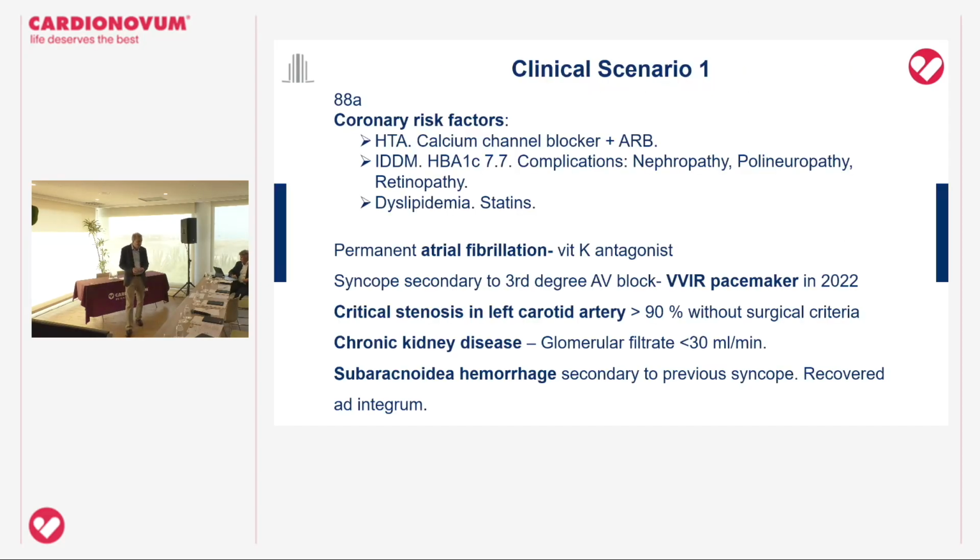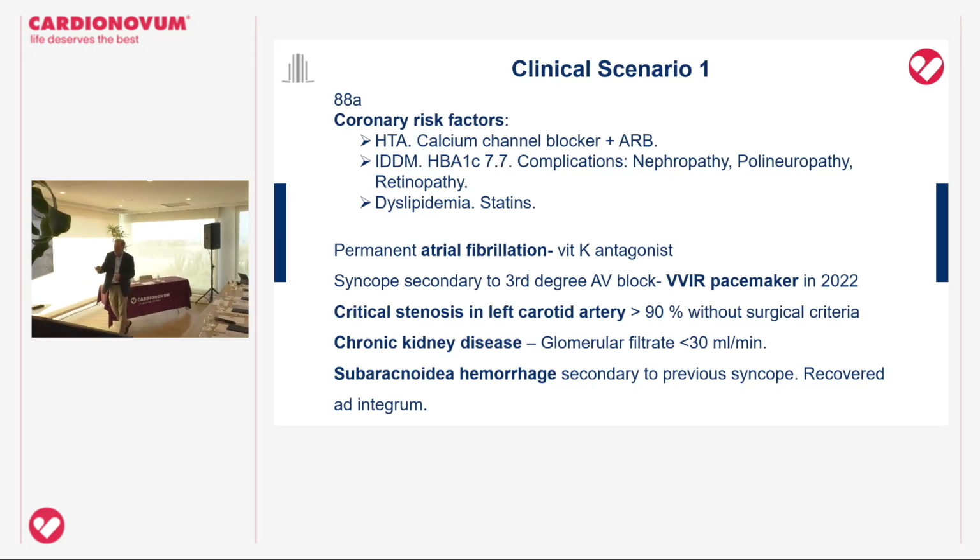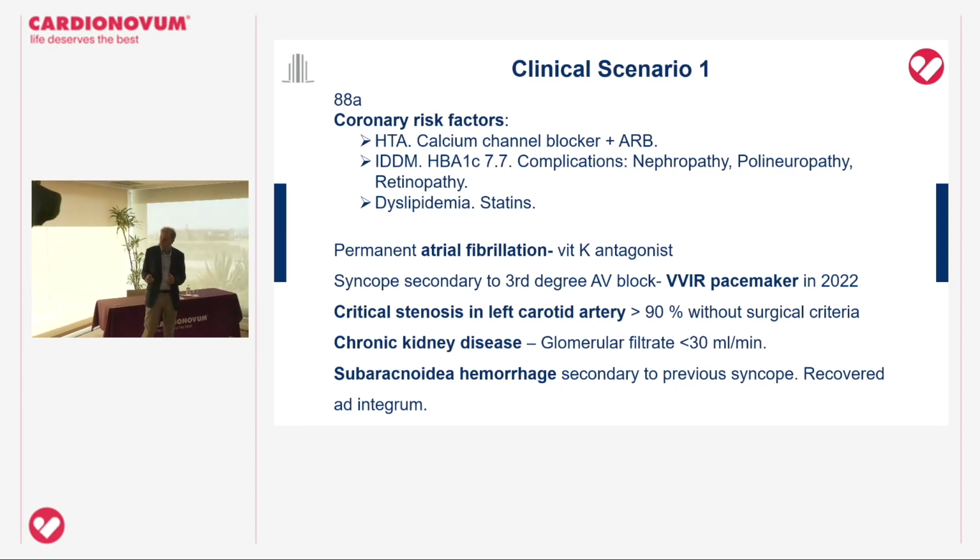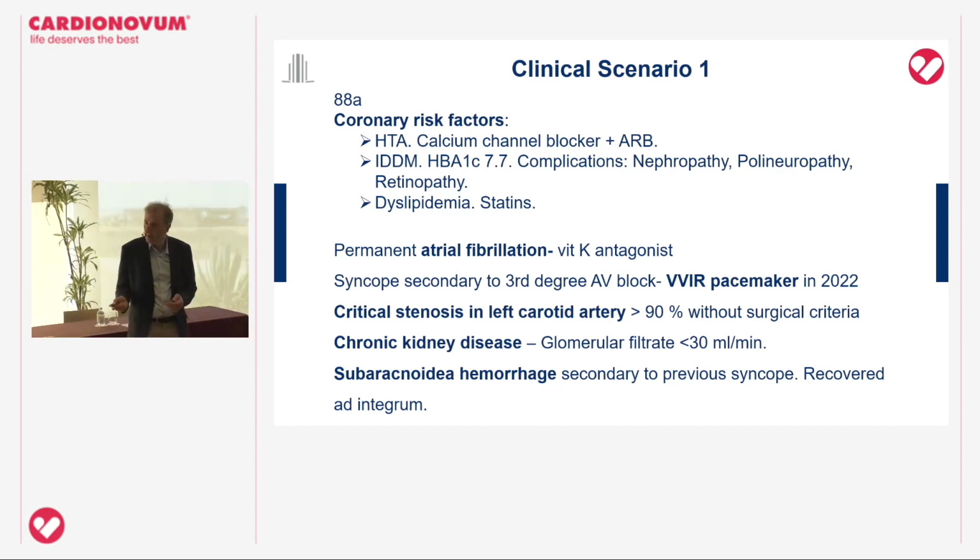And then I have a patient on the table like this one. This is an 88 years old male patient with several risk factors, complex patient, diabetic with comorbidities, nephropathy, polyneuropathy, retinopathy, dyslipidemia, hypertensive, atrial fibrillation requiring anticoagulants, syncope that was due to AV block and then requiring a pacemaker, other comorbidities, critical stenosis, chronic kidney disease with glomerular filtrate less than 30, and also due to this syncope, the patient had a subarachnoid hemorrhage, but is now recovered. But this is a complex patient, we all agree on that.